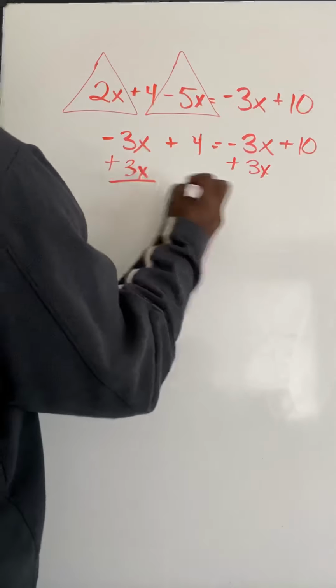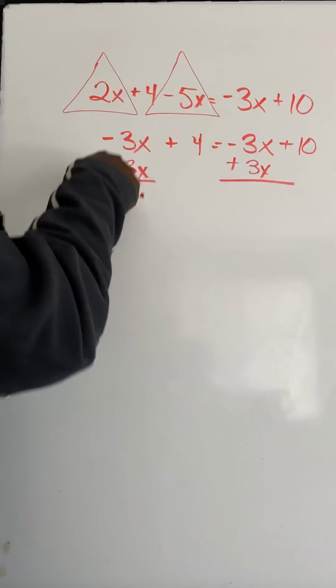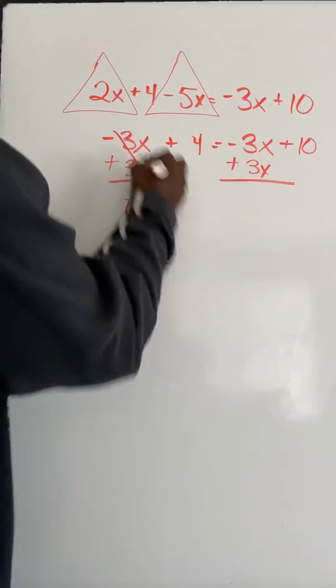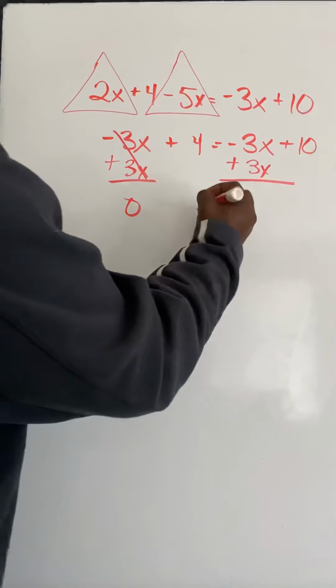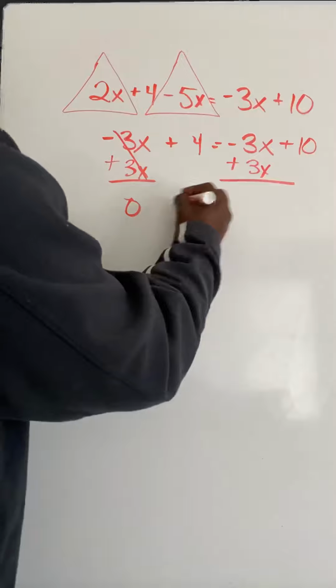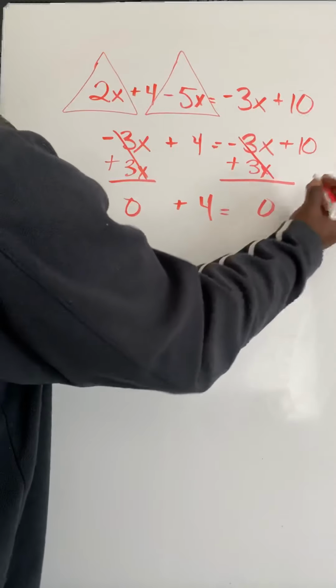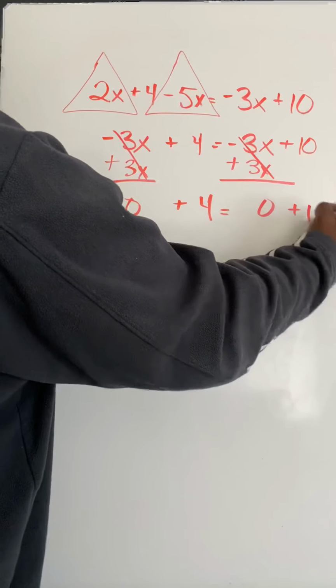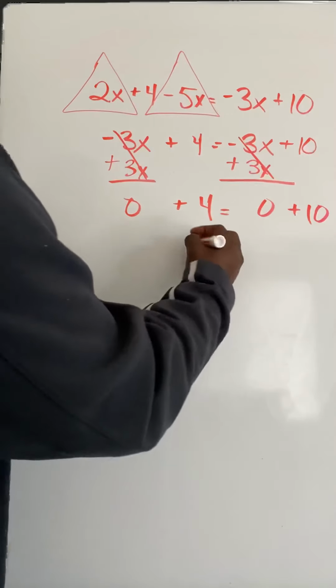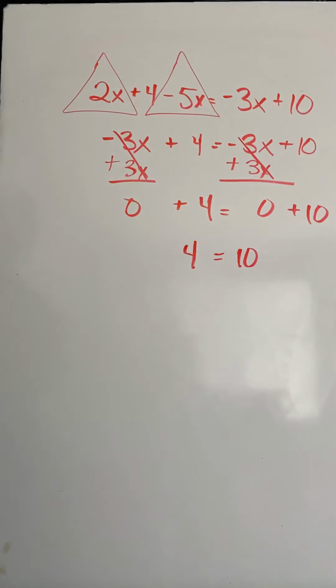and I notice by doing this, negative 3x plus 3x, well shoot, that creates a zero pair. That's 0. All I'm left with over here is the positive 4, right? And if I did it over here as well, shoot, that's a 0 pair as well. That creates a 0, and all I'm left with over here is that plus 10. Well, 0 plus 4 is 4, and 0 plus 10 is 10. But that don't make no stinking sense. 4 can't equal 10. That don't make no sense.